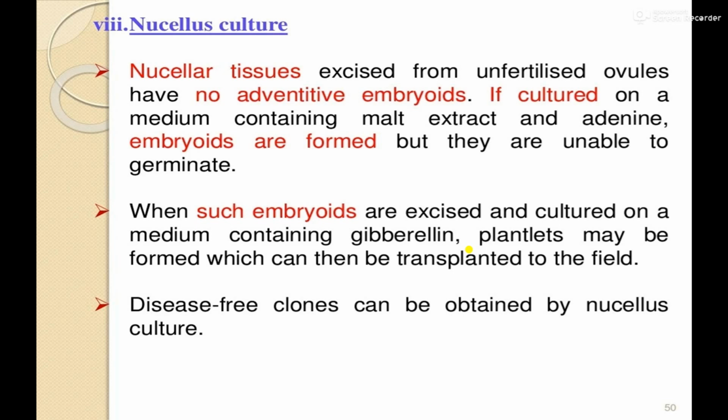Unfertilized ovules have no adventive embryos. If cultured on a medium containing malt extract and adenine, embryoids are formed, but they are unable to germinate. When such embryoids are excised and cultured on a medium containing gibberellin, plantlets may be formed which can then be transplanted to the field. So disease-free clones can be obtained by nucleus culture.